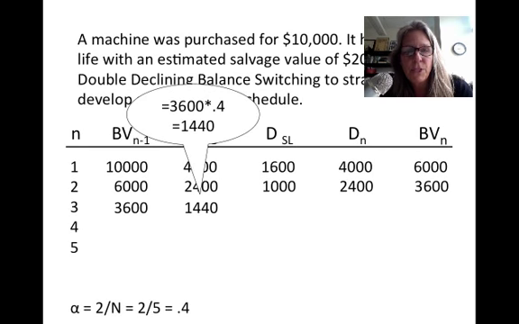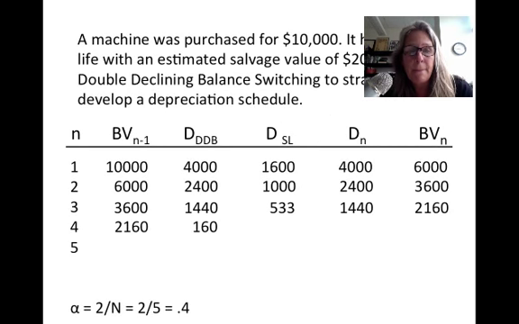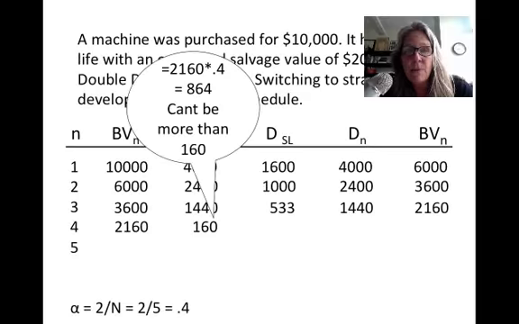Again, we choose this again, 1,440, and the 533 is again 3,600 minus 2,000 divided by 3, because we have 3 years left. So we're going to choose the bigger depreciation, and that brings us a book value of 2,160. Bring that down here. And what happens in this one is that we can't actually have the 2,160 times 0.4, because that's 864. And the depreciation can't be more than 160, because in double declining balance, we can't depreciate beyond the salvage value. We just stop depreciating. And the salvage value is 2,000, so we're going to limit the depreciation to 160.